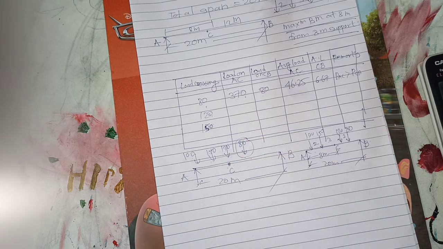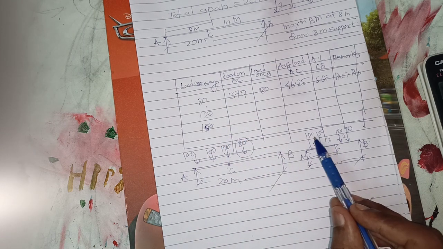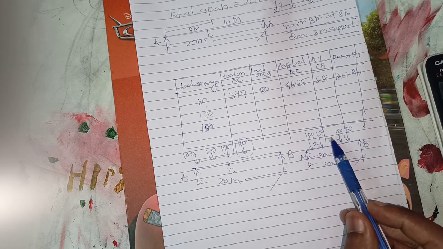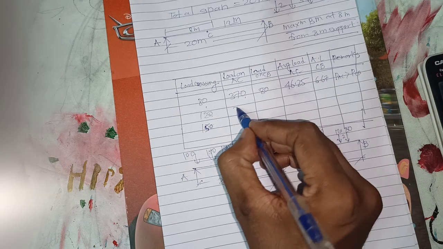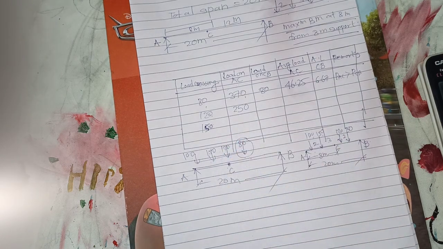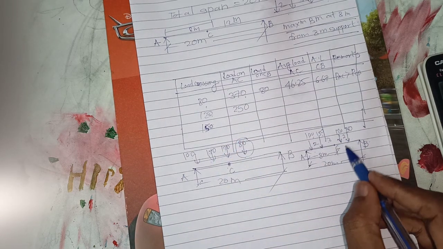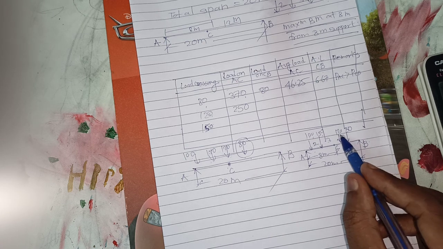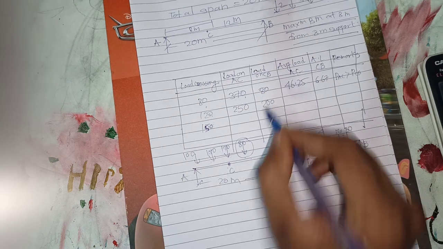So which load is on AC? Now which load will remain on AC? This 100 plus 150, that is equal to 250. And load on CB will be equal to 120 plus 80, that is equal to 200 kilonewton.